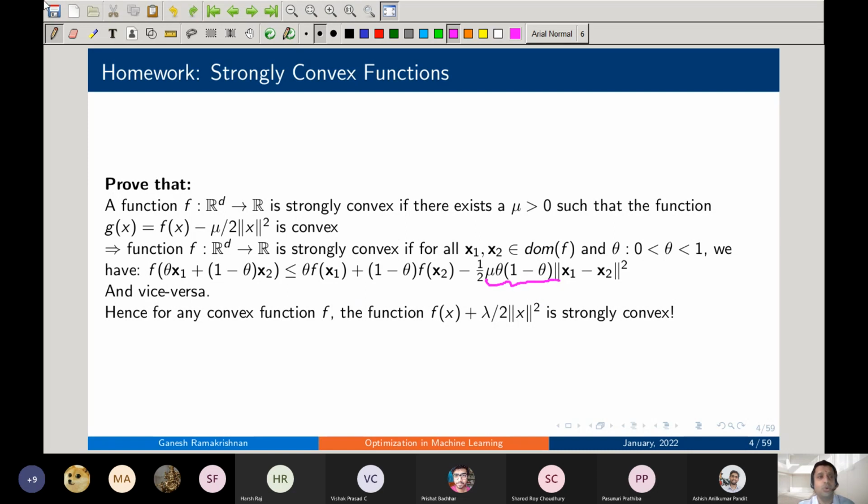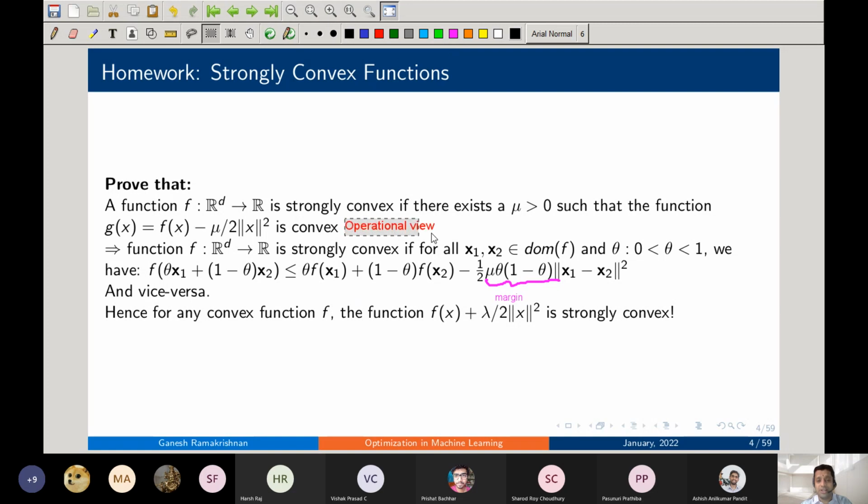So what you get are two ways of looking at it. One is a margin based view, and the other view is an operational view. In the operational view, you are saying, okay, I'll just subtract the mu by 2 norm x square, right? And the claim is that both are the same, and this becomes very handy.